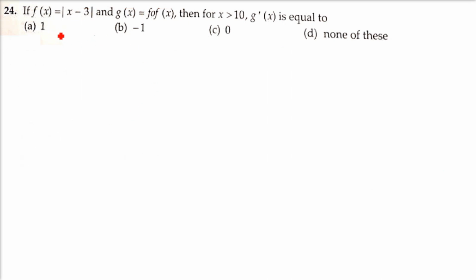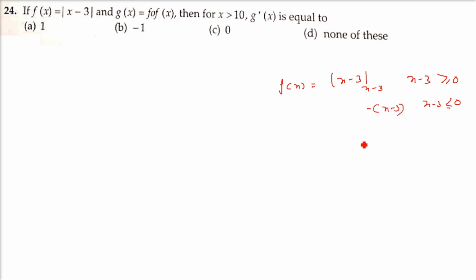Next one is, if f(x) is equal to modulus of x minus 3, g(x) is f of f(x), then for x greater than 10, g dash x is equal to. Now this f(x) is given as modulus of x minus 3. Please remember in this question x is greater than 10. So mod will be positive if x minus 3 is greater than or equal to 0. It will be negative (x minus 3) if x minus 3 is less than 0.